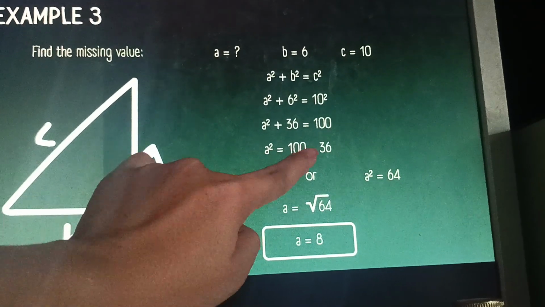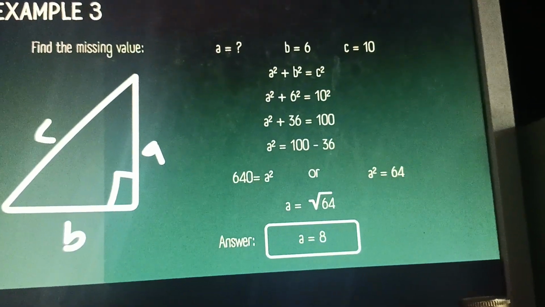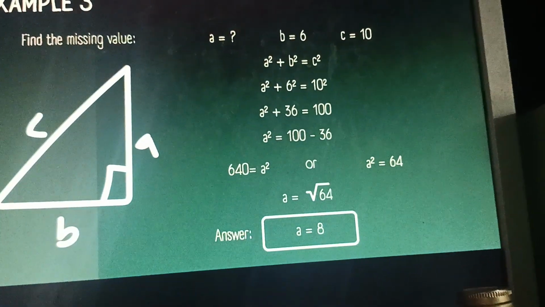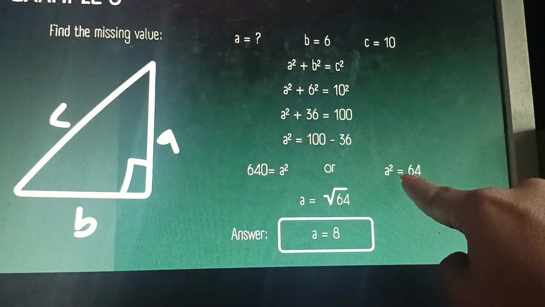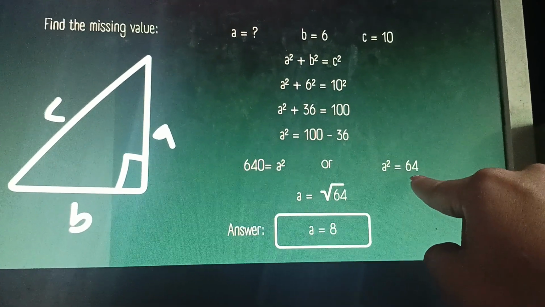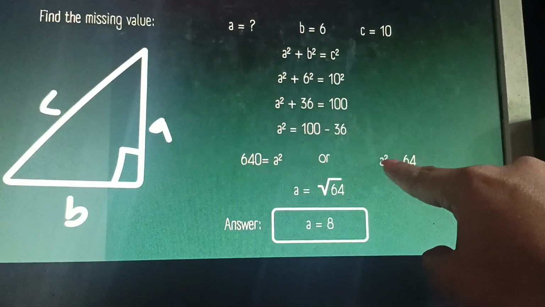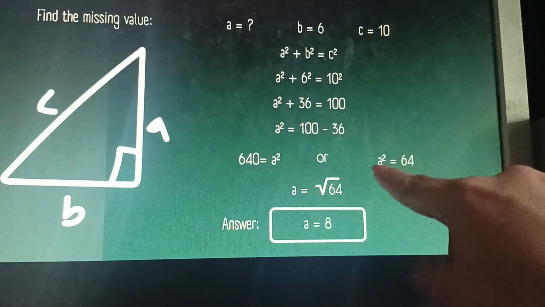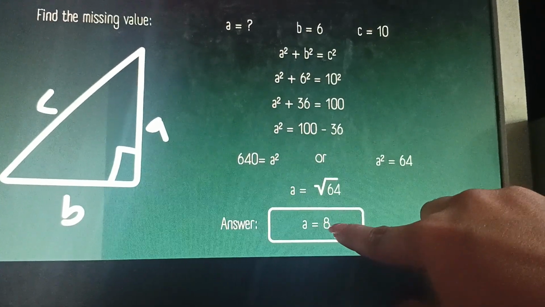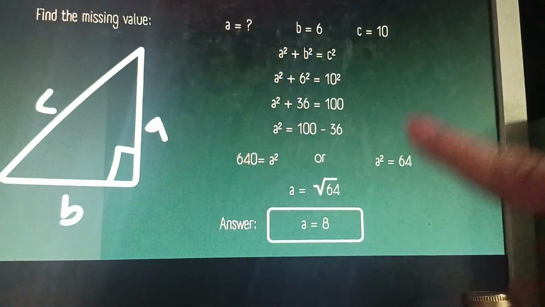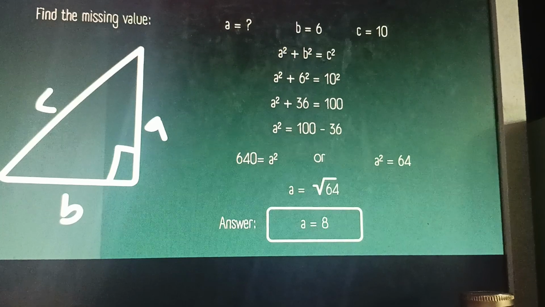So a squared is equal to 100 minus 36. 100 minus 36 is equal to 64. So a squared is equal to 64. Let's get the square root of both sides. The square root of a squared is a, and the square root of 64 is 8. So our answer now is 8. So a is 8 when b is equal to 6 and the hypotenuse is equal to 10.